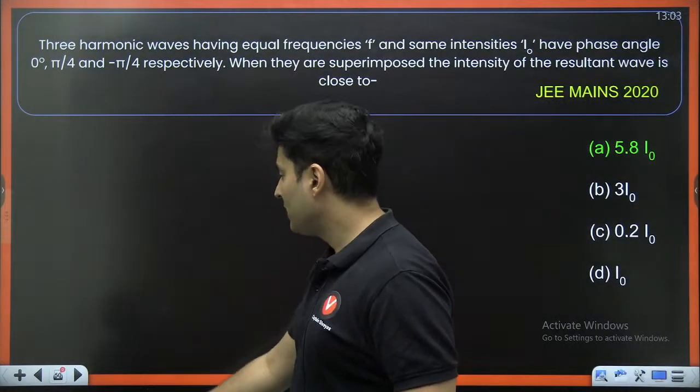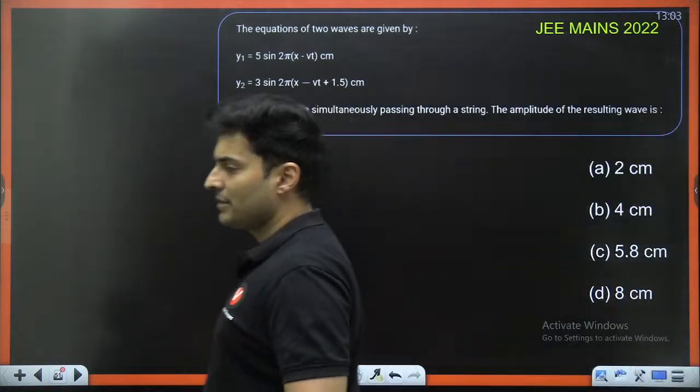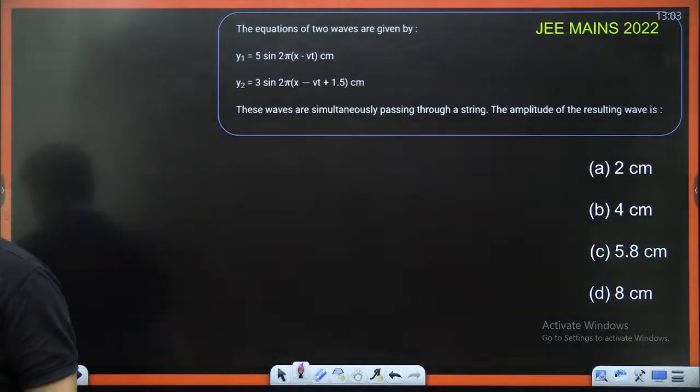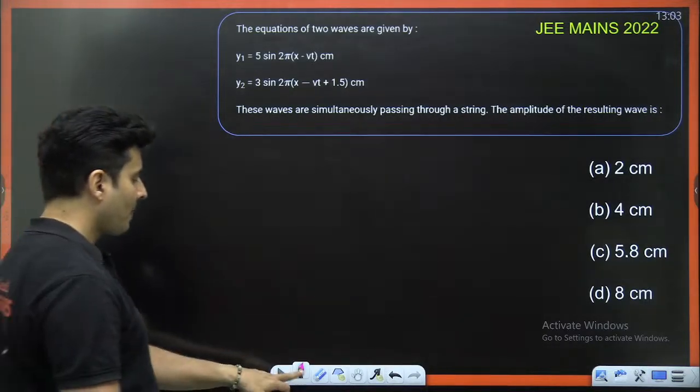Okay. Here comes the next question on your screen. Equations of the two waves are given as follows. The waves are simultaneously passing through a string. The amplitude of the resultant wave. Simple, guys. Look at this. Two wave equations are given. And the question says, find the amplitude of the resultant wave.